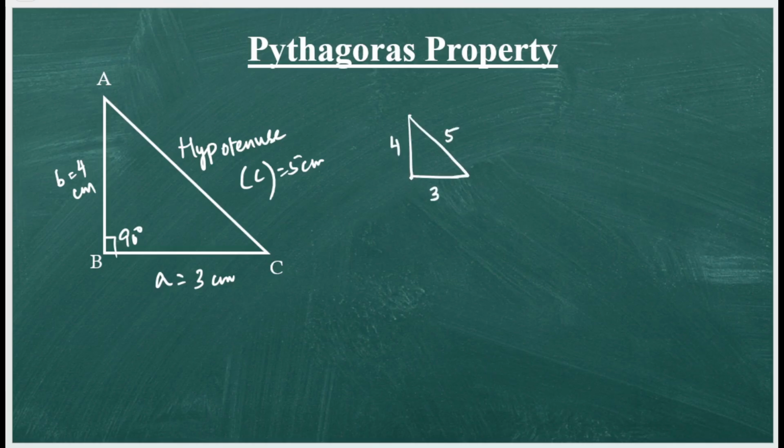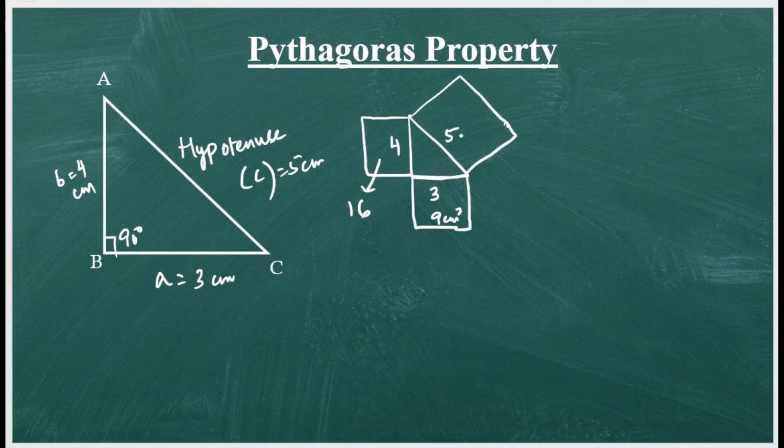If I draw squares on the sides of this right angle triangle, then the area of this square will be 9 centimeter square, because if the side is 3, the area would be 9. Similarly, if I draw a square on this side, the area of this square will be 16. And if I draw the square on this side, the area would be 25. Now you can easily notice that the small areas, 9 plus 16, is equal to the bigger area 25, because I know that 9 added to 16 will give you 25.